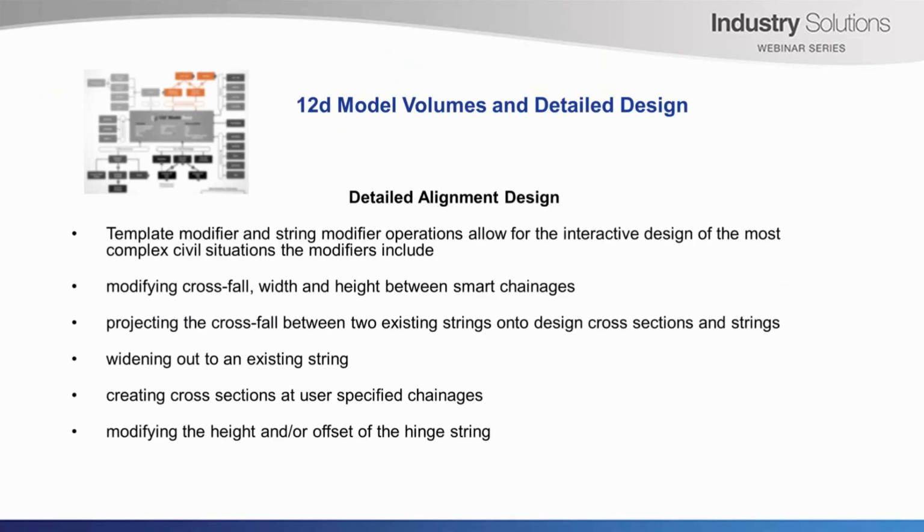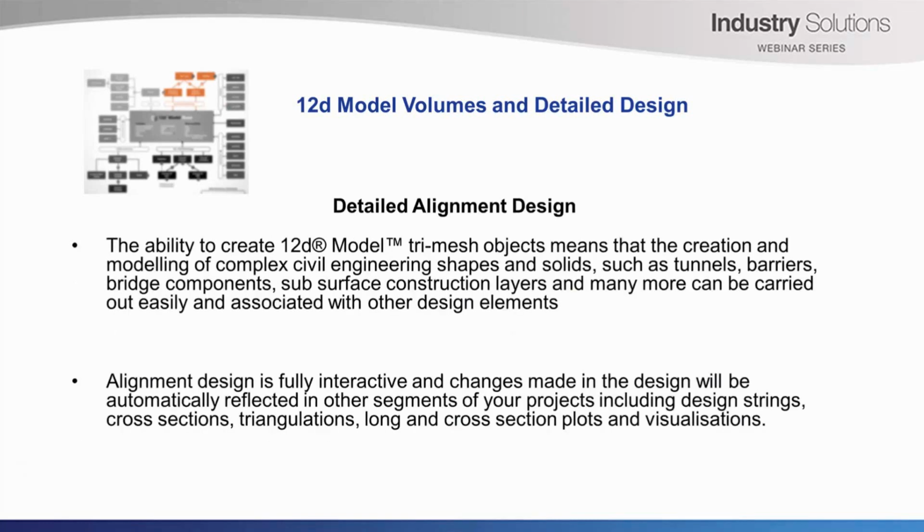engineering objects. The detailed alignment design module allows template modifiers and string modifier operations which allow for an interactive design of the most complex civil situations. The modifiers include modifying the crossfall width and height between smart changes, projecting the crossfall between two existing strings onto a design cross-sections and strings, widening out two existing strings, creating cross-sections at specific user changes, and modifying the height or offset of the hinge string.